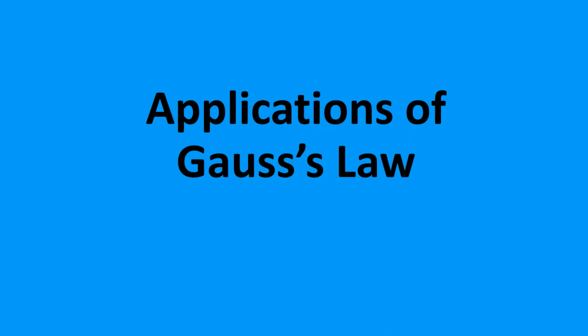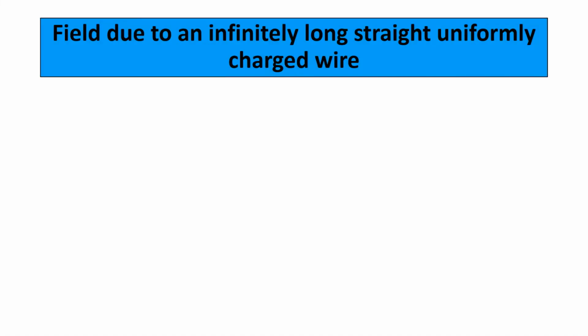Hi students, let us learn about applications of Gauss's law in this session. We already learned about electric flux in video 4. What is electric flux? Electric flux phi E is equal to E dot A, or phi E is equal to EA cos theta. Gauss law is used to find out this electric field.